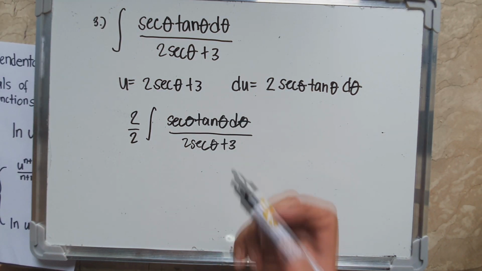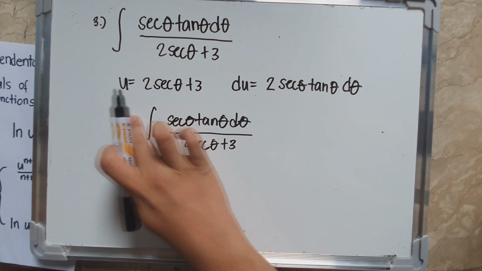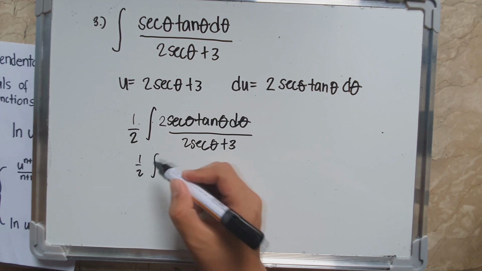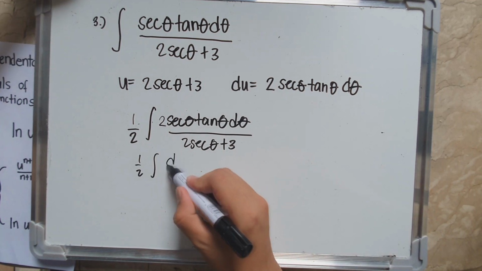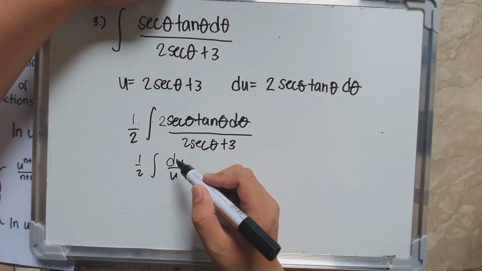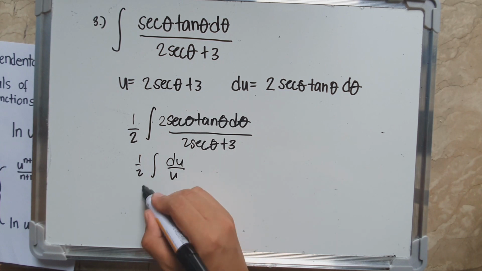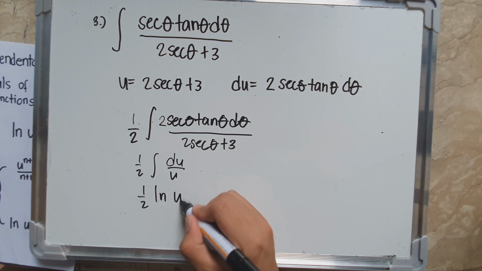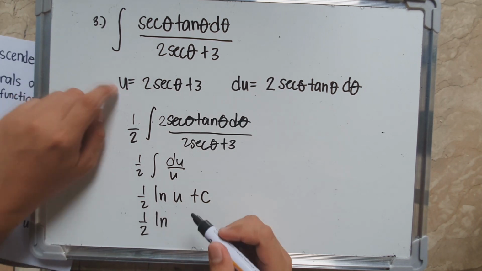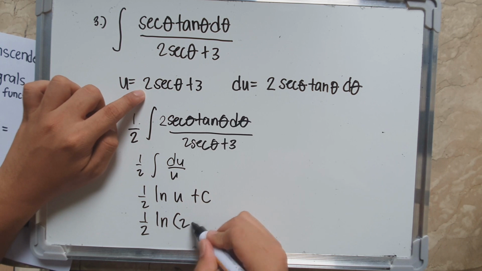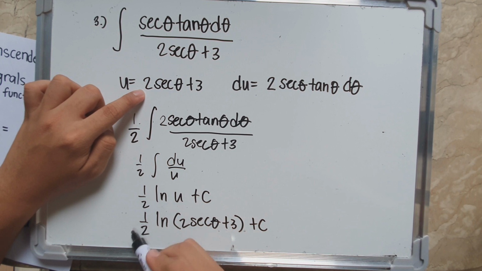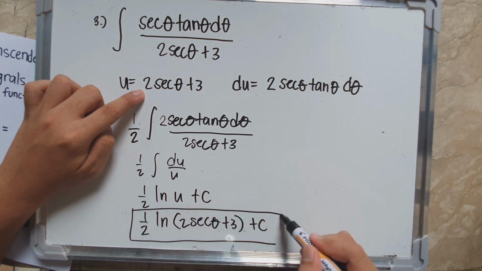So we can write 2 inside. So this is now obviously a du over u. Trying to integrate, we have 1/2 ln of u plus c. What is the u? It has already been declared. That is equivalent to 2 secant theta plus 3 plus c. This will be our final answer.